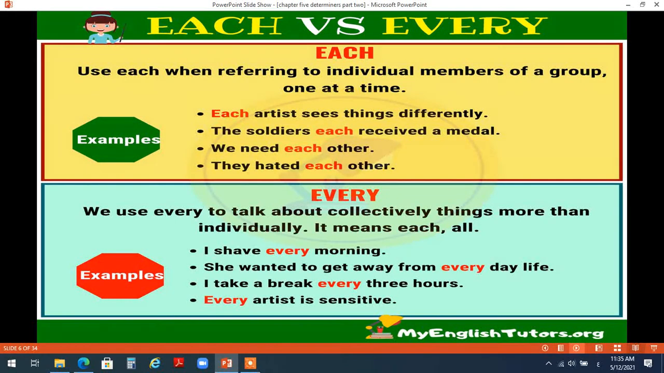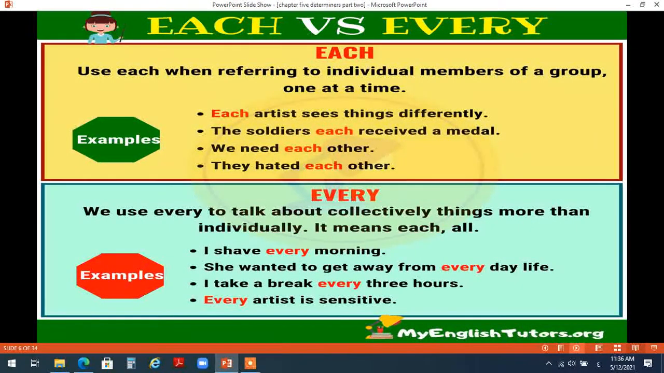نأتي الآن حتى نعرف الفرق ما بين استخدام each و every. Each is used when referring to individual members of a group one at a time. إذن نستخدم each حين نريد الإشارة إلى أعضاء منفصلين من مجموعة، يعني كأنما نشير إلى أفراد كل مجموعة على انفراد، فبهالحالة نستخدم the word each.